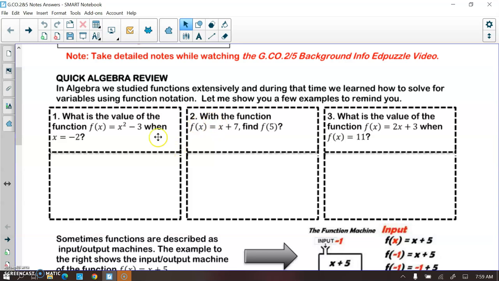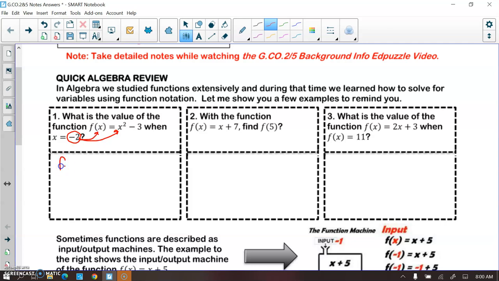So in algebra, remember when we see the f of x, that means that's function notation. And so we're given a function, and what we want to do is figure out the value of that function for when x is equal to -2. So in this first example, what we would do is put this -2 in for x. You can put it in here as well.